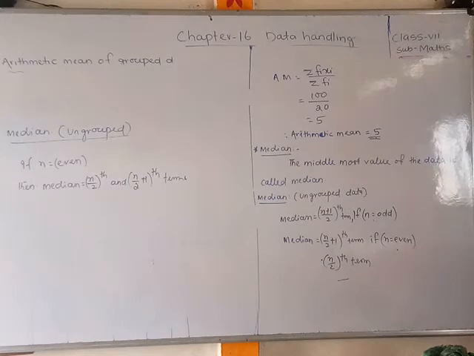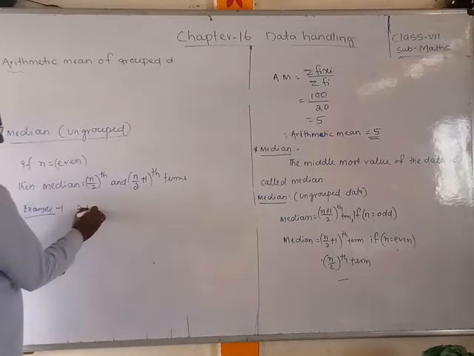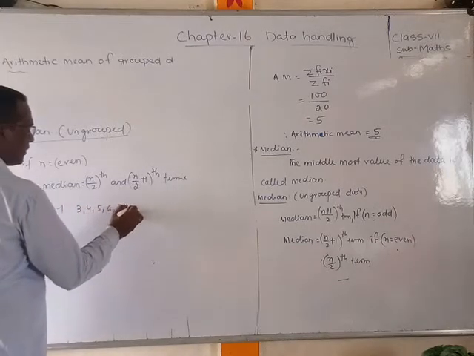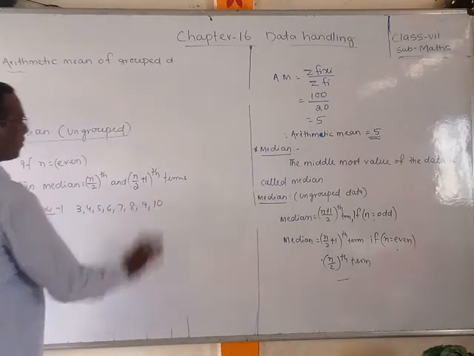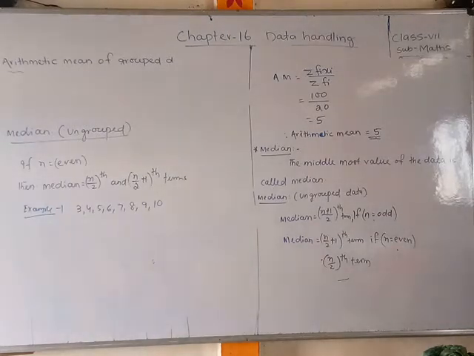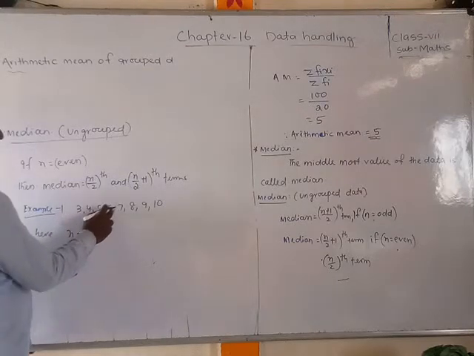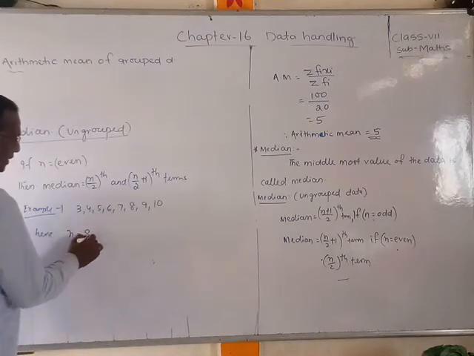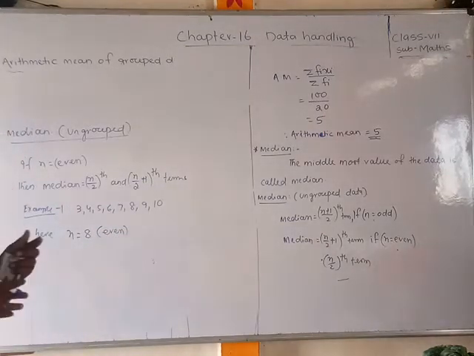Two will be obtained. Next, suppose you take one example: 3, 4, 5, 6, 7, 8, 9, 10. Now find the median in this data. Observe, students, first of all you have to find the n value. What is n here? 1, 2, 3, 4, 5, 6, 7, 8, so n is 8. 8 is an even number.